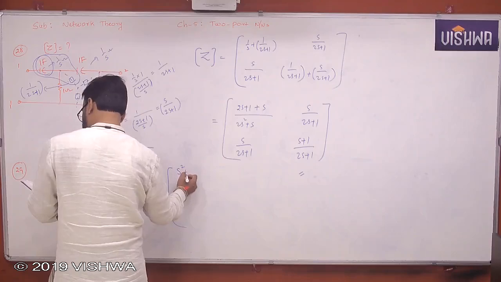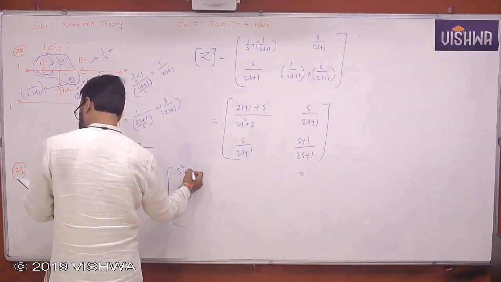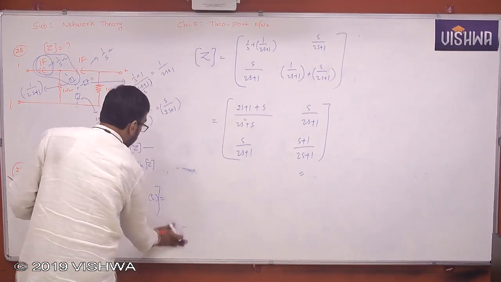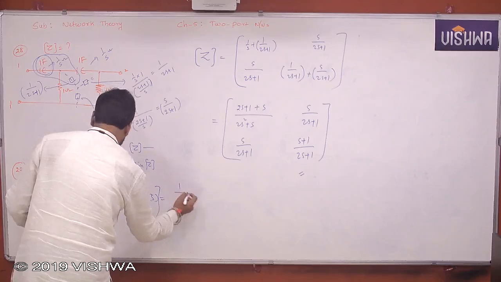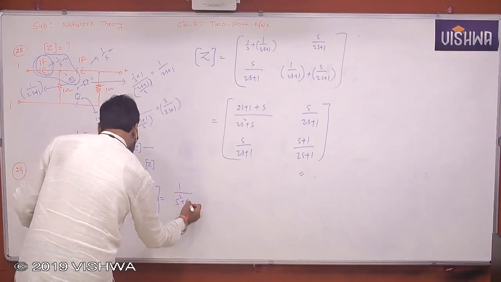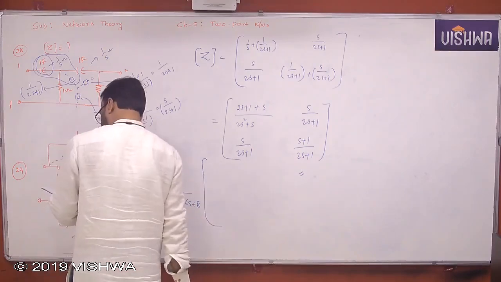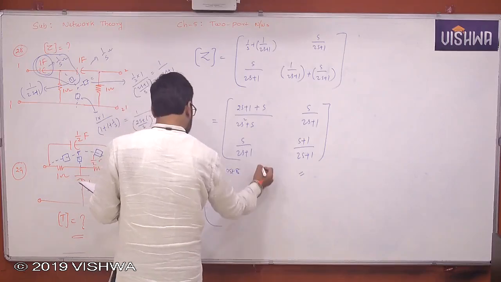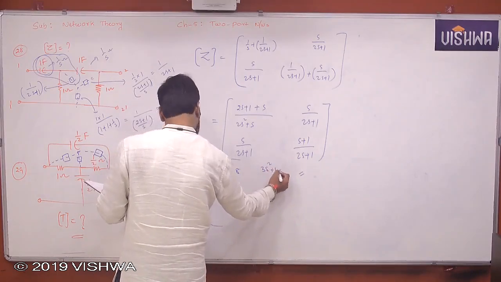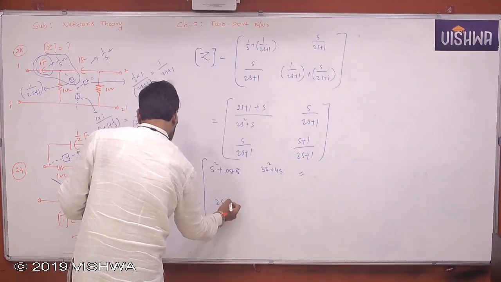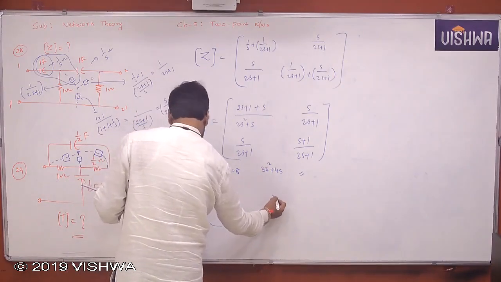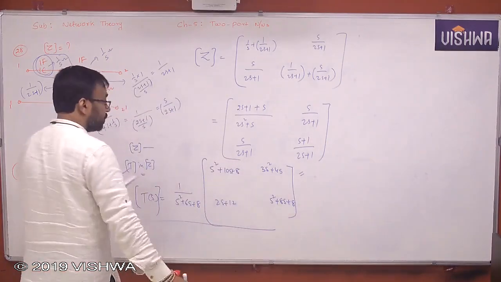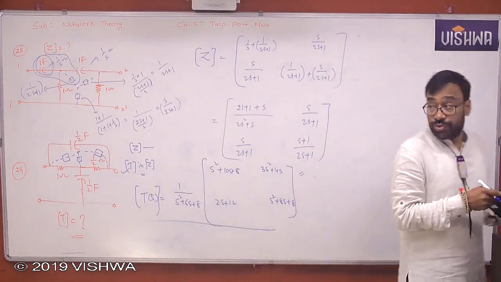S square plus 10S. I just give you 1 by S square plus 6S plus 8 of S square plus 10S plus 8, 3S square plus 4S, 2S plus 12, S square plus 8S plus 8. The denominator is the same. That is for the 29th question.